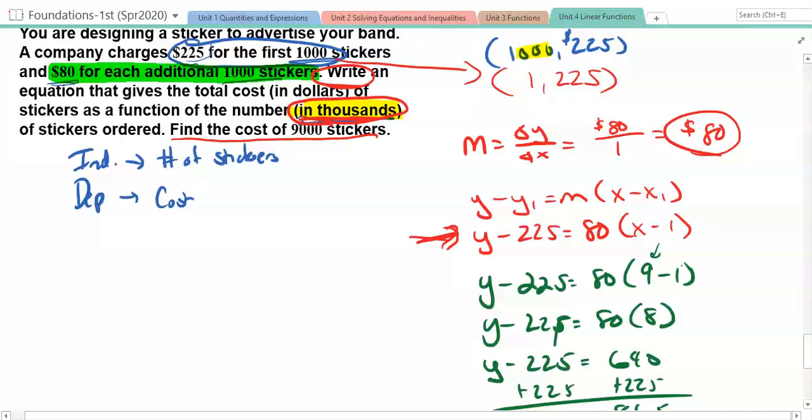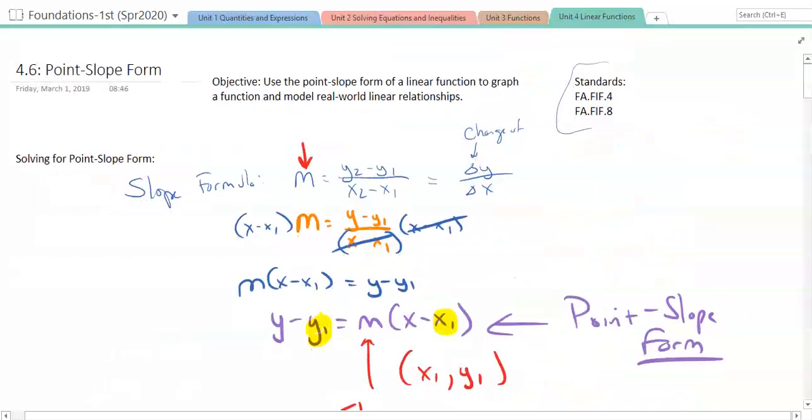And the word of the day is point slope form. That is 2 words, point slope with a hyphen in between, form. Point slope form. That's your word of the day, ladies and gentlemen.